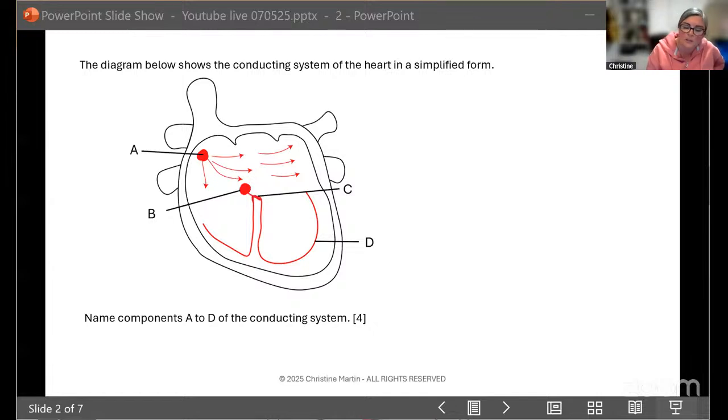Iris, hi, you are telling me that we've got the bundle of His. Now be careful. So A is your sinoatrial node. B is your atrioventricular node. So be careful on that one. Then you want to look at your C, which is your bundle of His. So you did have the right name, but just in the wrong position. And then your D is your Purkyne fibres.